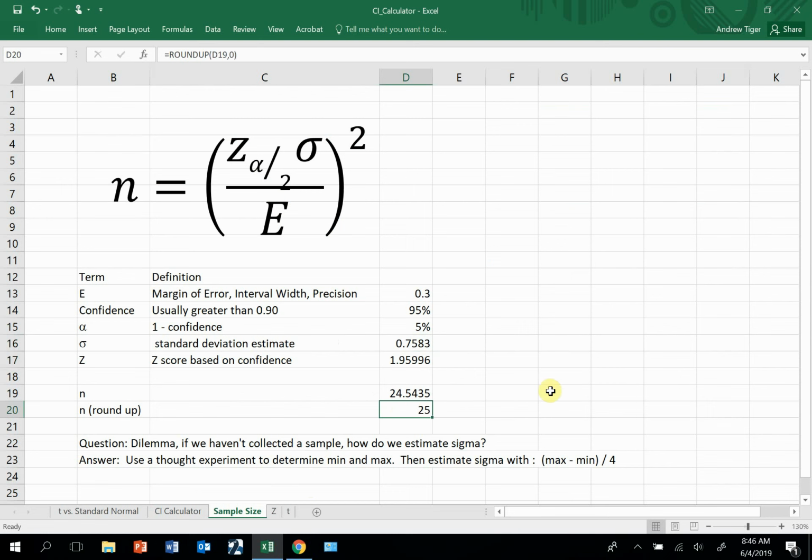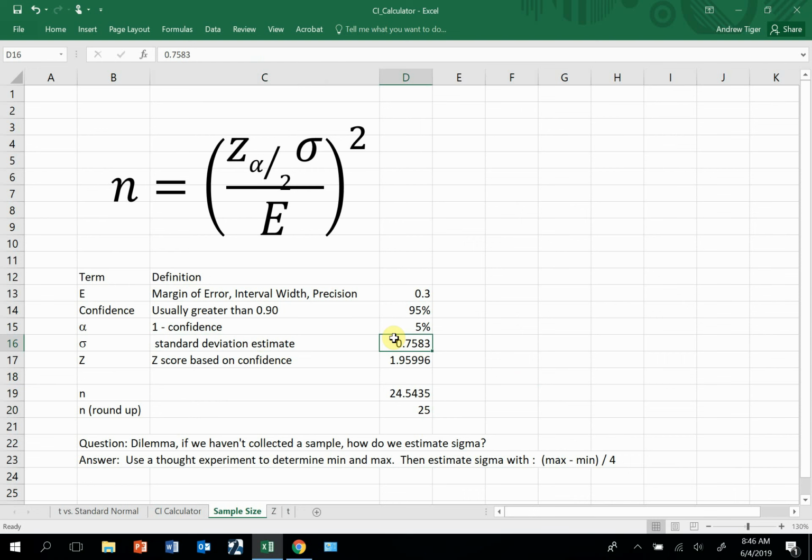So if I'm starting from scratch, I don't have any data, to be able to generate a confidence interval on what the population mean miles per gallon is, I need to go collect 25 miles per gallon data points. That's what that means. Now, how do we determine what this is? That's a tough one. How do we determine?